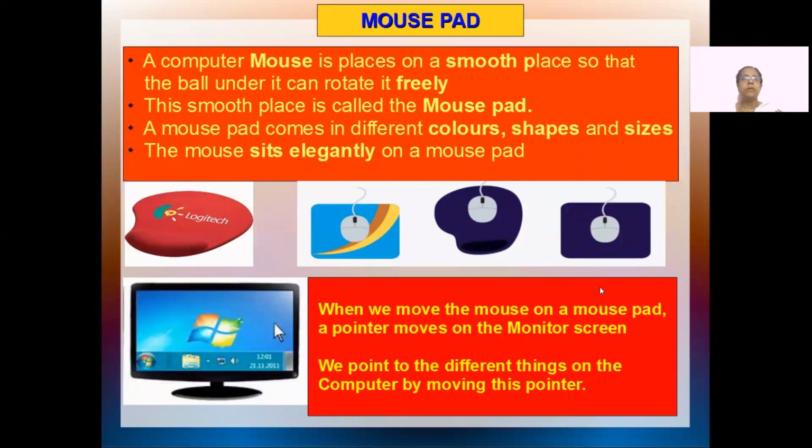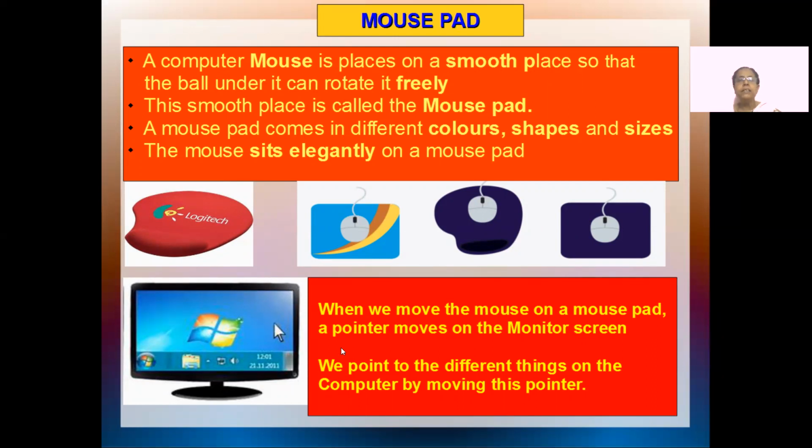Now here, this is about the mouse pad. I just told you that there is a smooth place where the mouse sits and helps the ball beneath the mouse to rotate freely. This is called the mouse pad. It helps the ball to move freely. The smooth place where the mouse is placed is called the mouse pad. The mouse pad comes in different color shapes. You can see here, this is a different shape, this a different color, and here also. There are different colors, shapes and sizes.